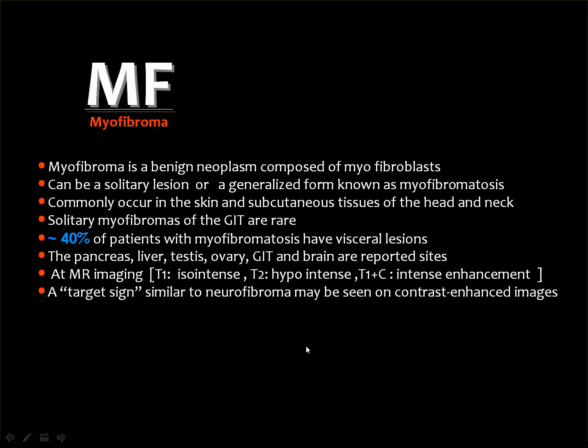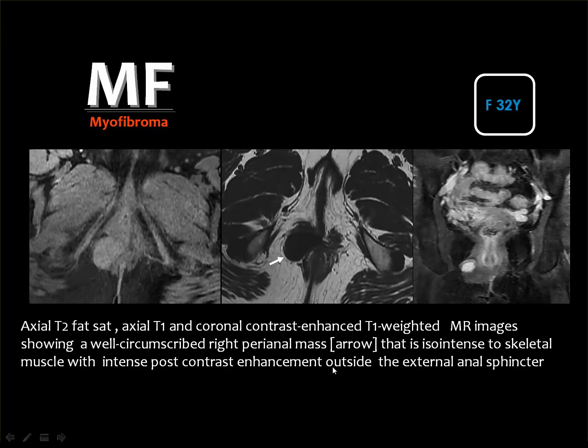a characteristic signal, which is isointense in the T1 and hypointense in the T2 because of the fibrous component. And if you inject the lesion with contrast, it will enhance significantly. And sometimes, because of its similarity to the neurofibroma, it may show the characteristic target sign, which is one of the diagnostic criteria of the neurogenic tumors.